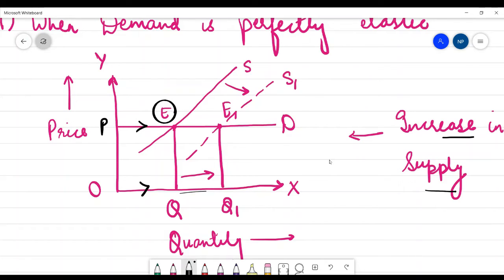So when there is an increase in supply, what happens? In the perfectly elastic demand curve, we can see the forward shift, because the quantity is changing from OQ to OQ1. Because the quantity supplied is changing, we see a forward shift in the supply curve as well. If you see this dotted line of the supply curve, E1 is the new equilibrium point.